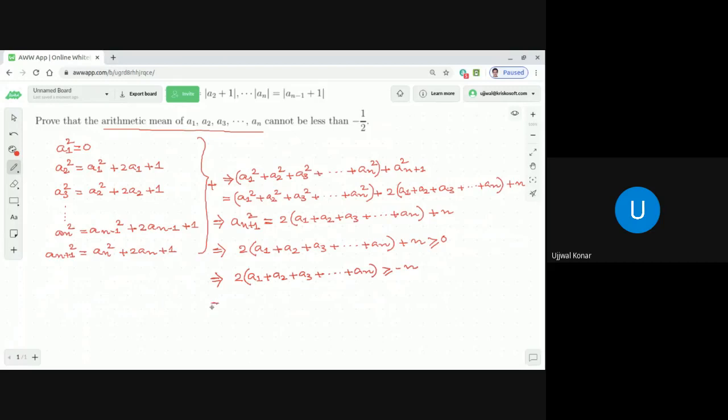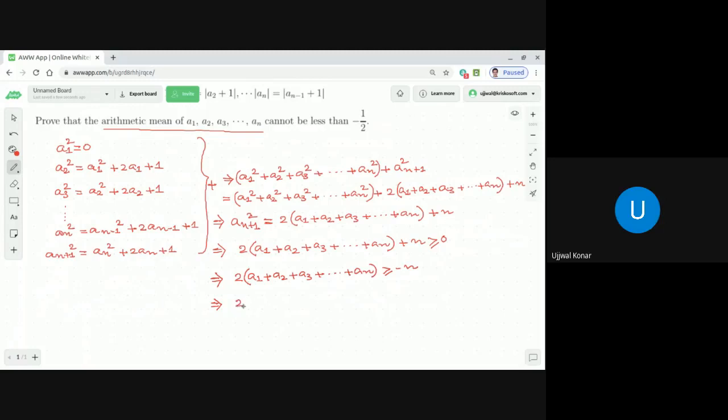Now we know one thing. If we divide both sides of an inequality by a positive number, the inequality sign never changes. We discussed it in one of our previous classes. If we divide both sides of an inequality by a positive number, the sign of inequality remains the same. And that is true with multiplication also. So we are dividing by n.